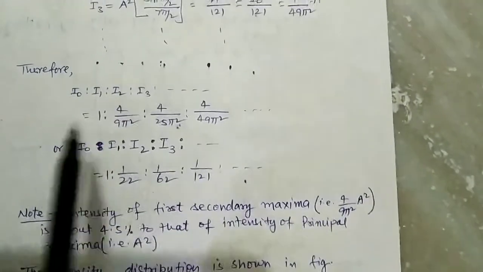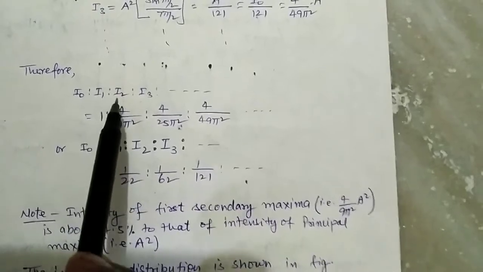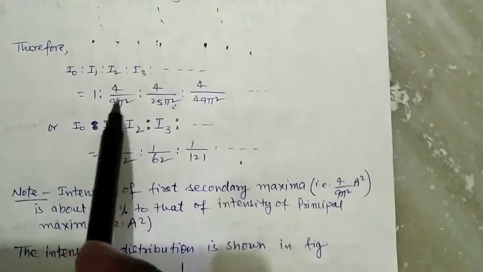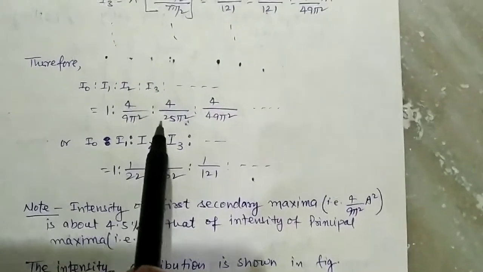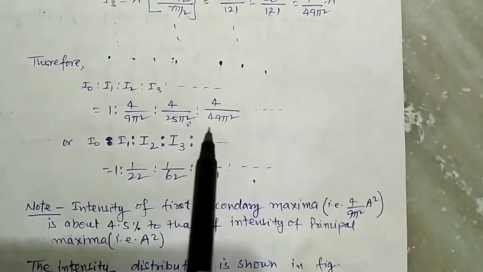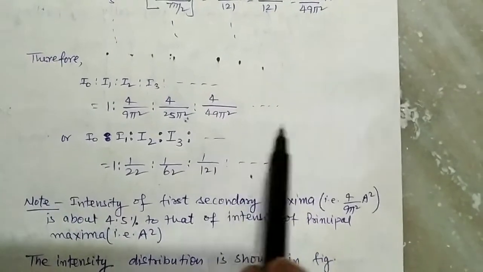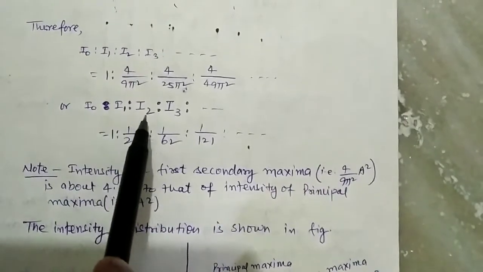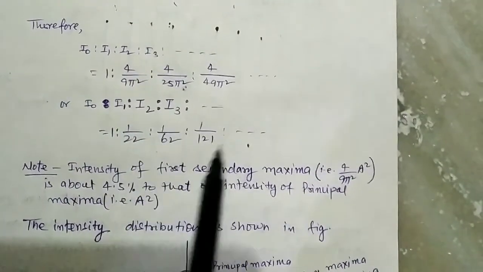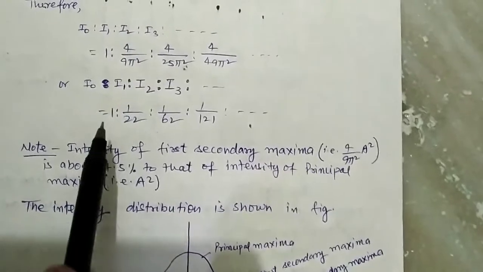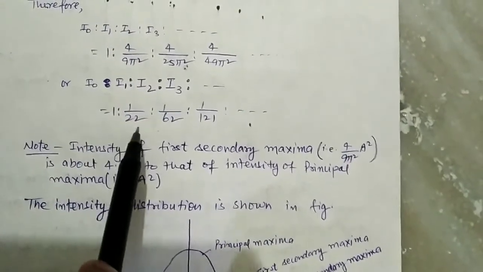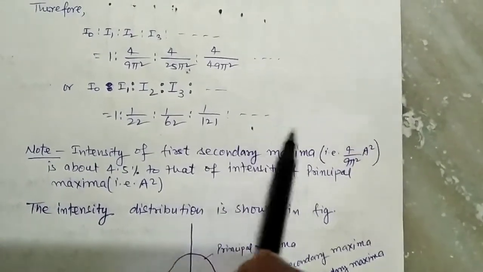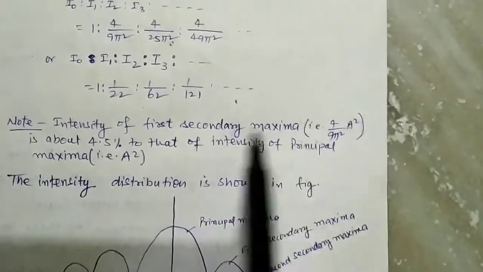Therefore, the ratio I naught is to I1 is to I2 is to I3 and so on will be equal to 1 is to 4 upon 9 pi square is to 4 upon 25 pi square is to 4 upon 49 pi square, and so on. Also, I naught is to I1 is to I2 is to I3 and so on is equal to 1 is to 1 upon 22 is to 1 upon 62 is to 1 upon 121, and so on. So this is the final result.